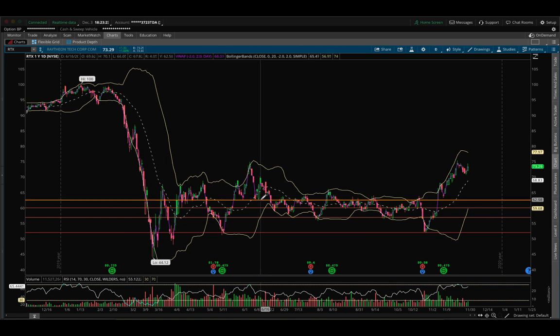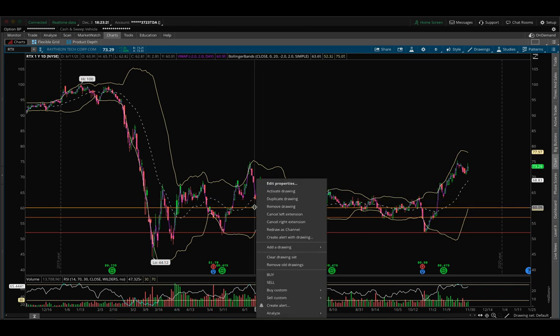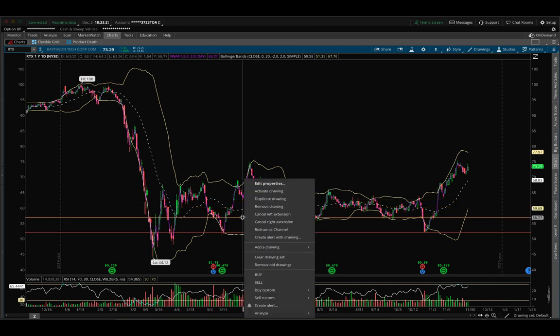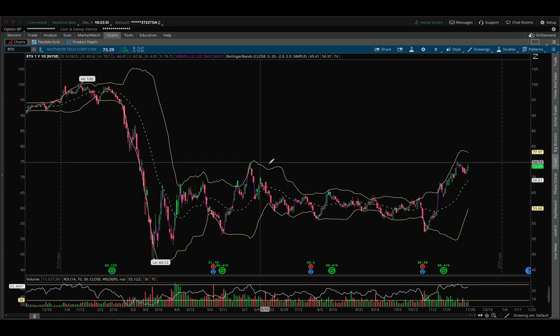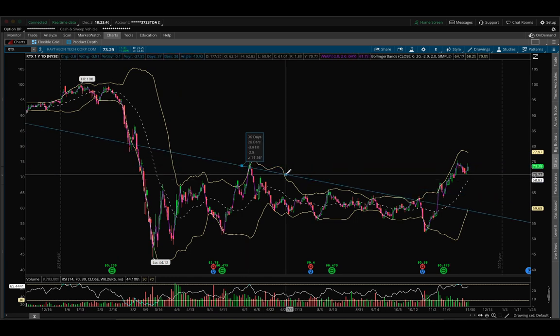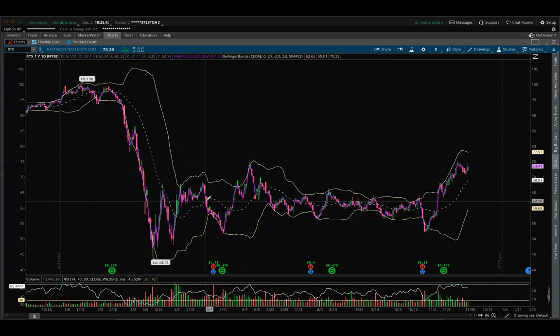So I'll just do one more example here. I'm doing a really simple method of support and resistance. There are other methods you can do. You can angle your support and resistance levels. You can use channels of support and resistance.